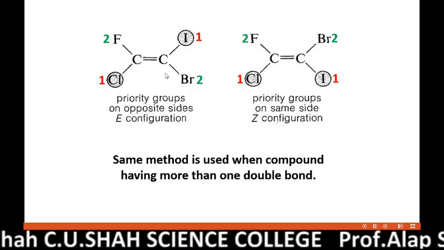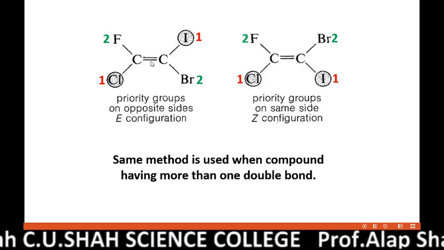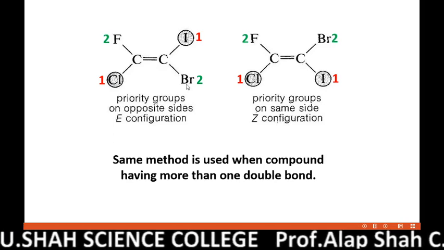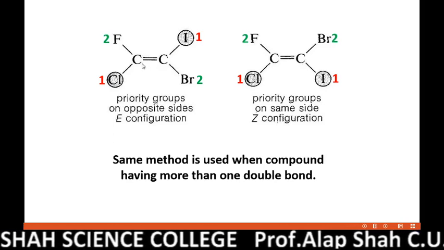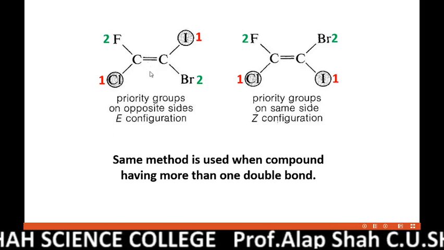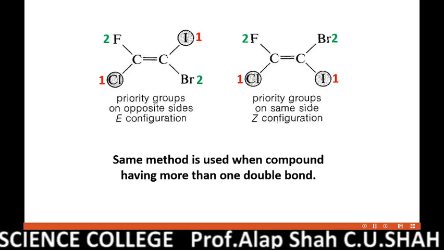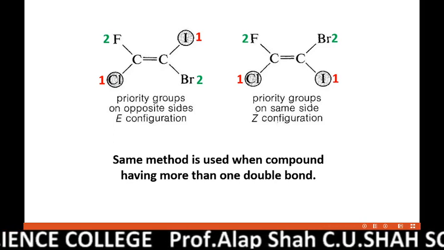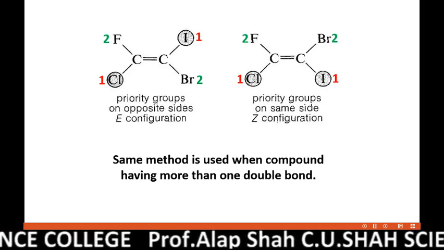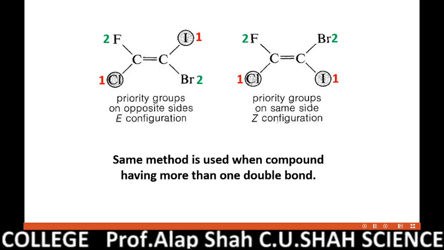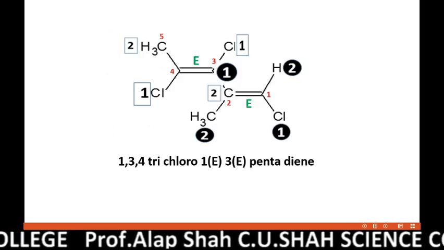So whatever exercise we just did to determine whether it is E or Z for a single double bond, you should repeat the same exercise individually for as many double bonds as there are in the given question. So let us try to understand this with one such example.